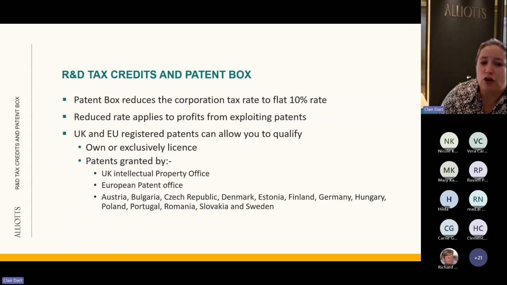It also works on a number of different patents, not just UK patents. And whilst usually people will own the patent if they then claim patent box, you can also have an exclusive license for it and exploit it because you're the only one who can. On screen, I've listed for you the countries where you can get those patents registered in order to be eligible for patent box in the UK.